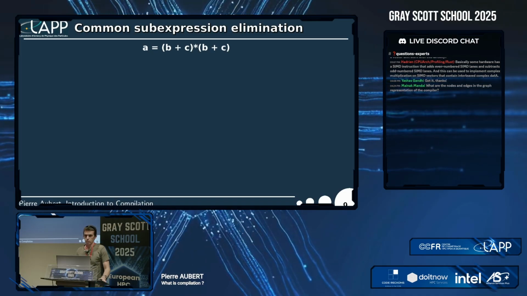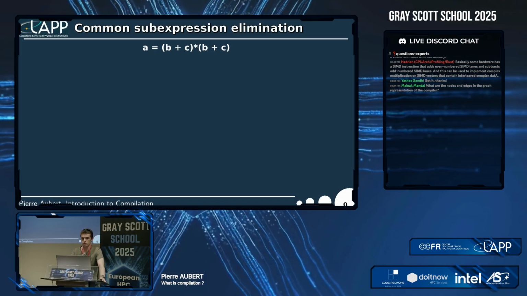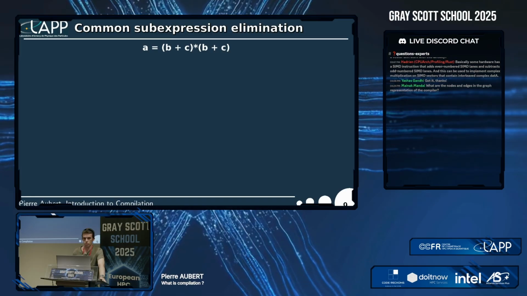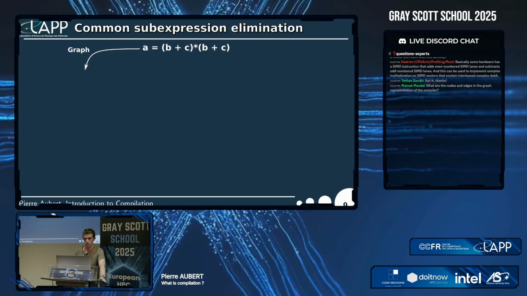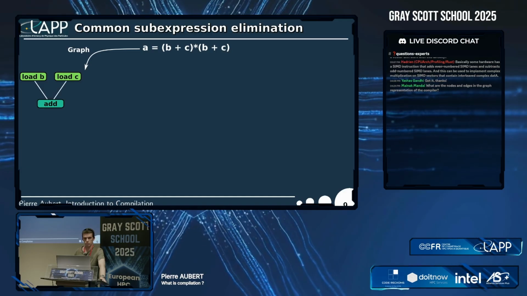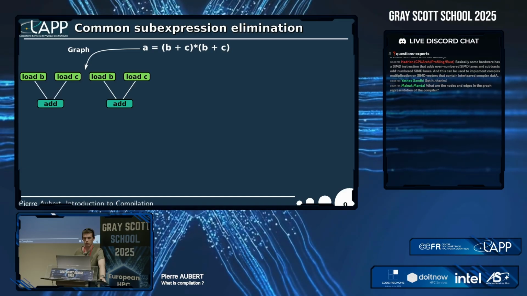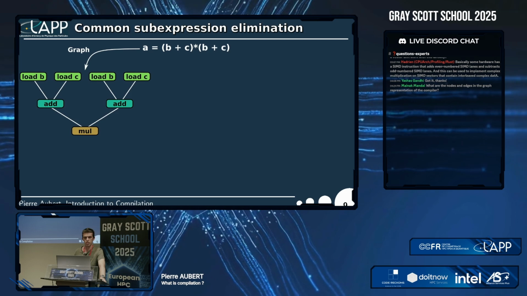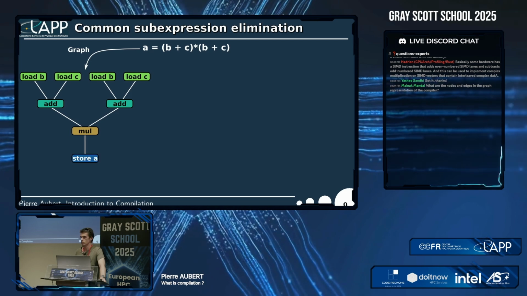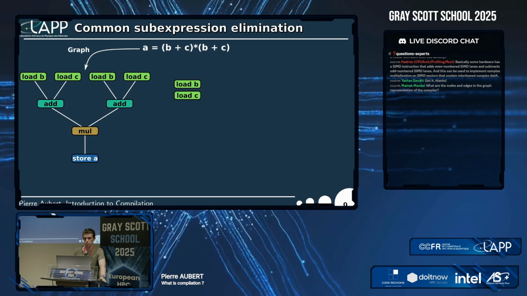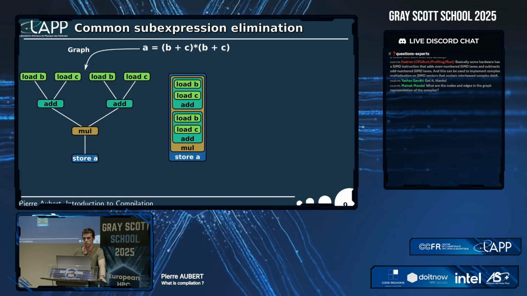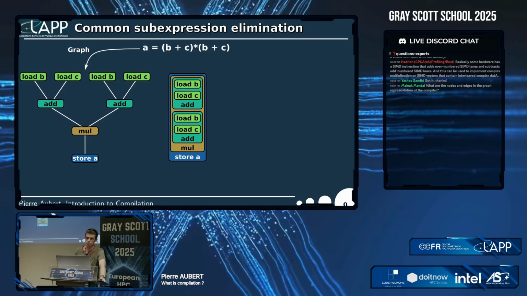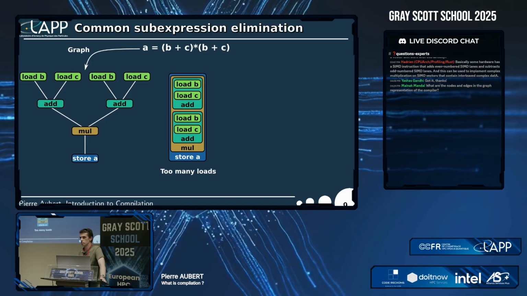You can also suppress some sub-expressions if it's possible. So if we have this kind of expression, a plus b plus c times b plus c, we get a graph. So 2 loads and add, 2 loads and add, and we do the multiplication and we get the store. Nice. So in terms of computing, we get load b, load c, then we do the add, and then we do load b, load c, add, the multiplication, and the store. That's a bit bad because we have too many nodes, of course.